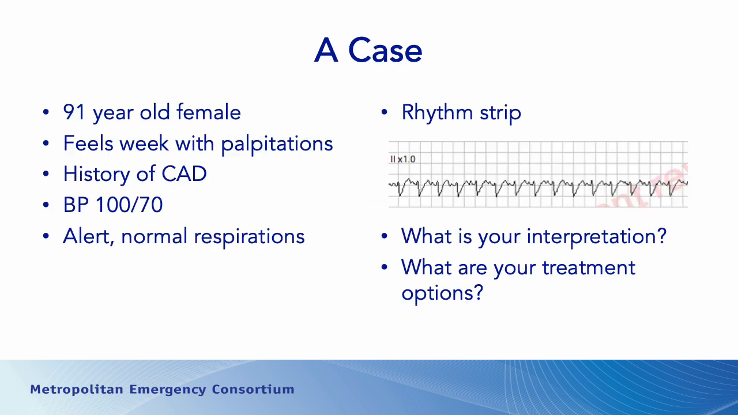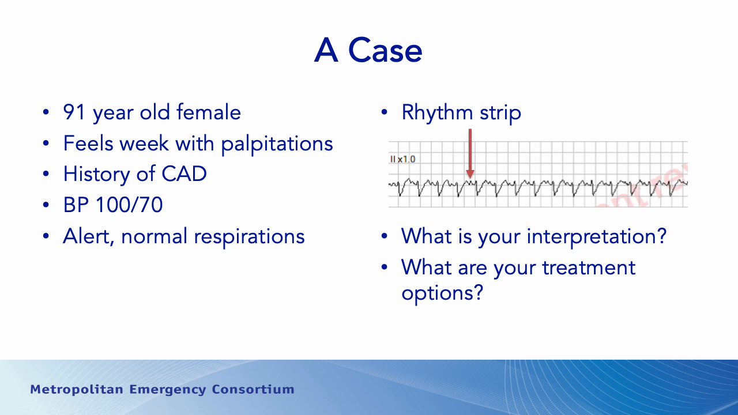So let's get started. Let's start with a case, and this is a real case. We have a 91-year-old female. She feels weak with palpitations. She has a history of coronary artery disease. Her blood pressure is 100/70. She's alert. She has normal respirations. The crew did a rhythm strip, and you see that on the right. And I want to point out that you can see something that looks like a P wave here.